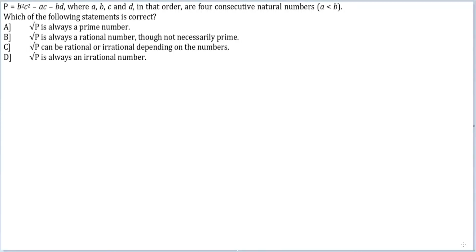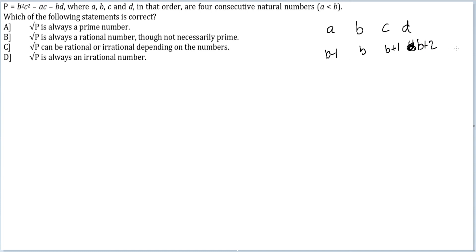Let's look at this question. P is equal to B square C square minus AC minus BD, where A, B, C and D in that order are four consecutive natural numbers, and A is less than B. Which means the numbers that we are dealing with here are A, B, C, D, consecutive natural numbers. So if I take B as my starting point, this is B, this is B minus 1, this is B plus 1, and this is, sorry, B plus 2.